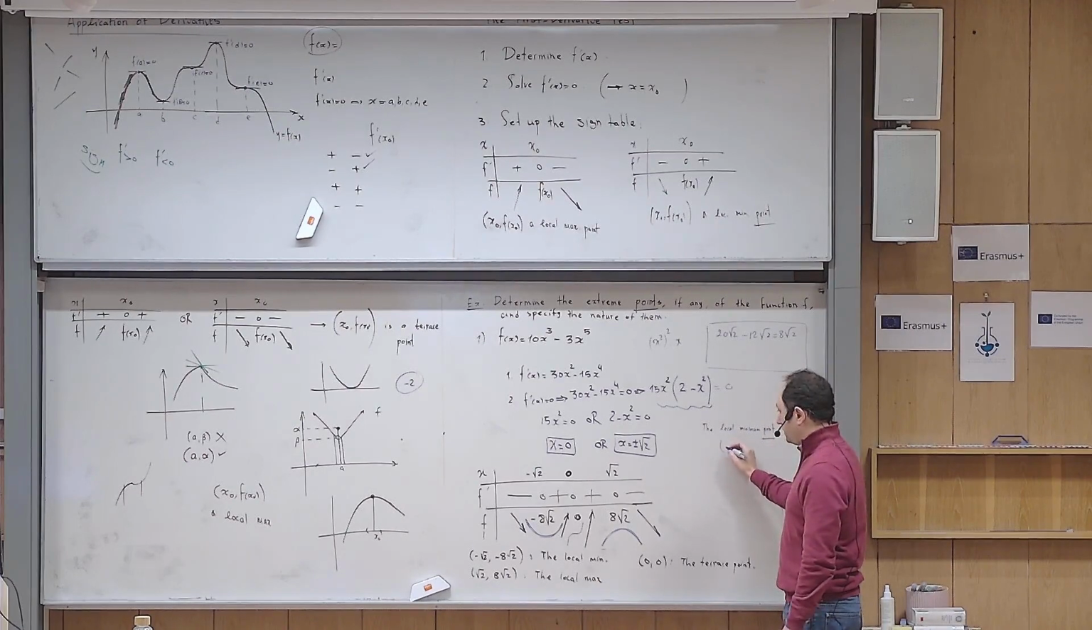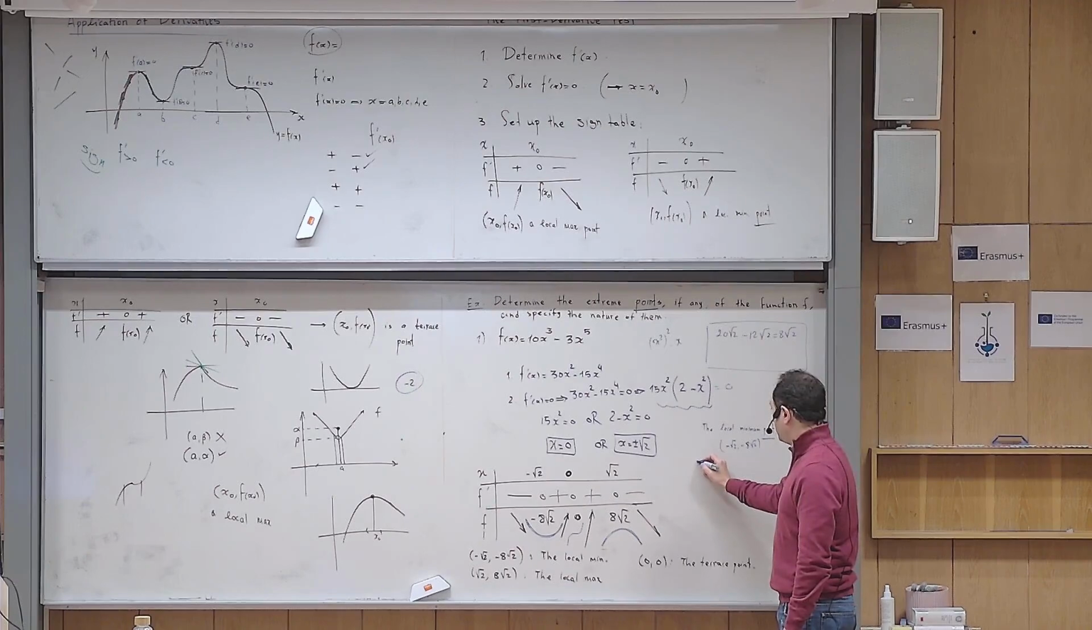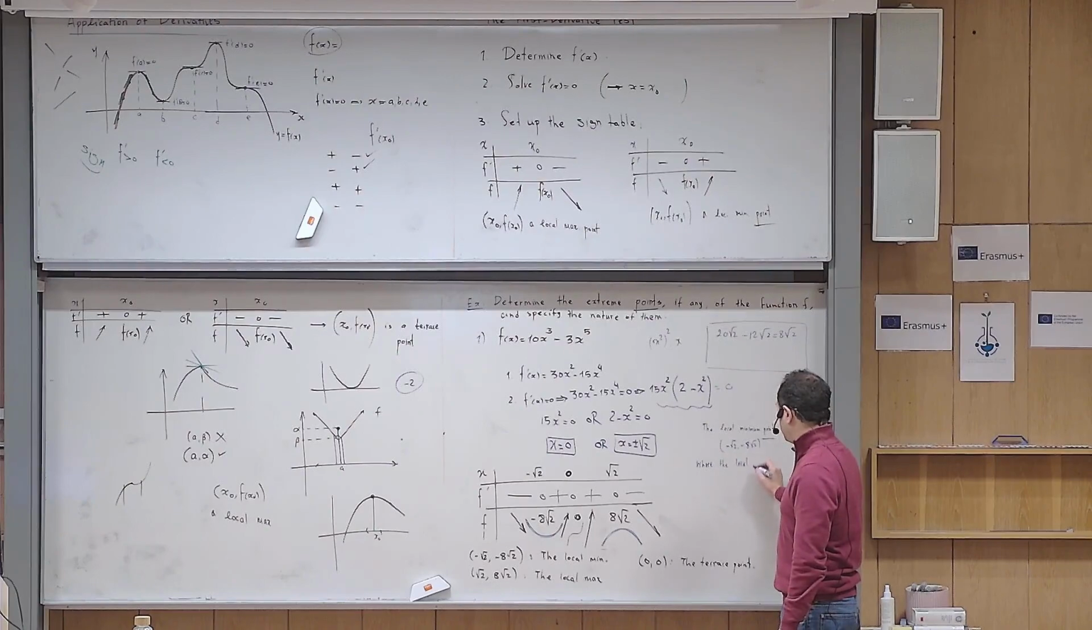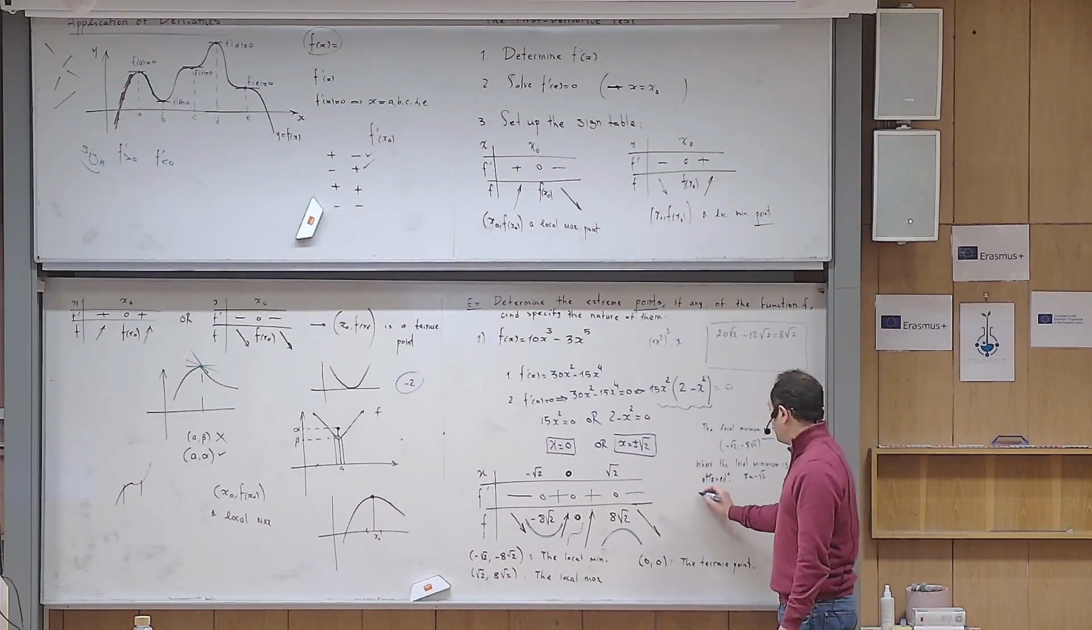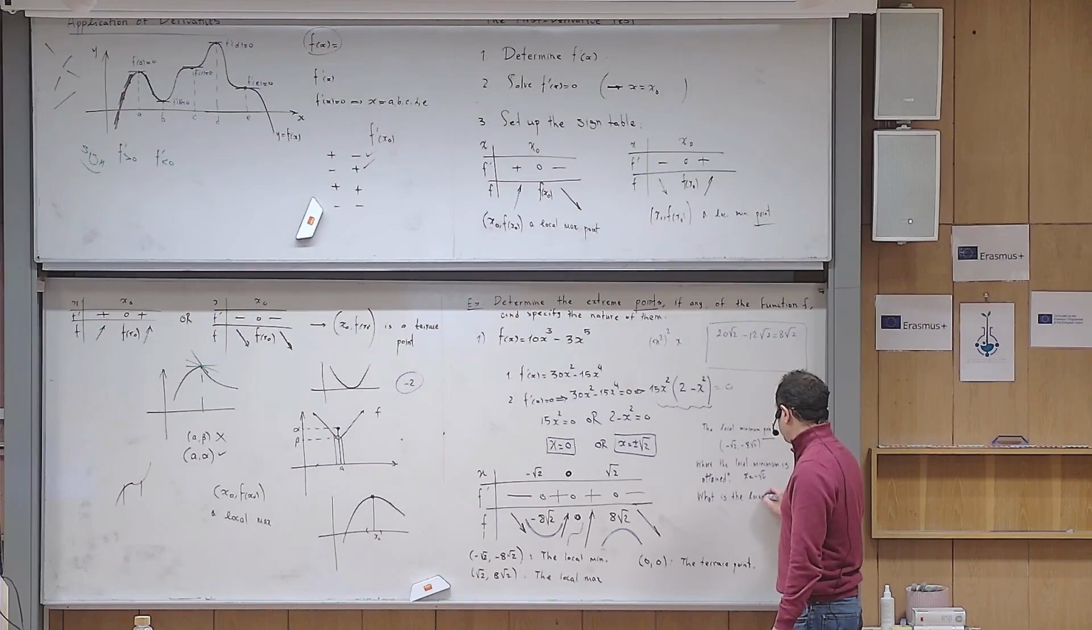Here you have to say minus square root of 2, minus 8 square root of 2. They might ask you where the local minimum is attained, or occurs, or is assumed. Something like this. You have to answer x equals minus square root of 2. And then sometimes they ask you, what is the minimum, the local minimum?